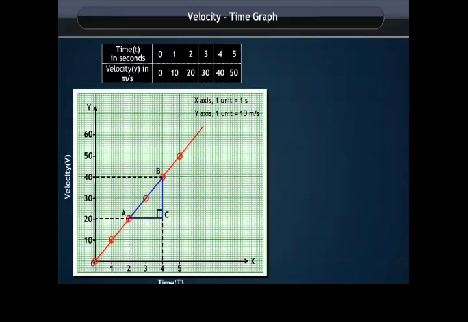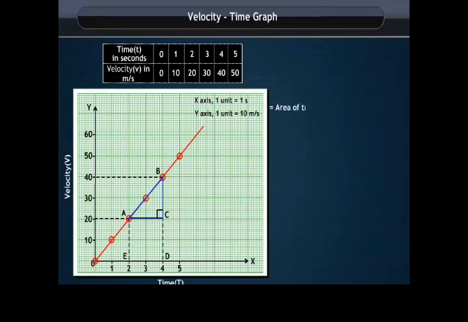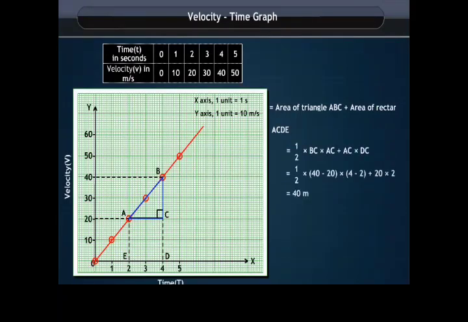Velocity time graph can be used to calculate the distance traveled in a particular time interval. Let us see how to calculate the distance traveled. Mark the points D and E on the graph. Distance traveled is given by the area enclosed between the plotted graph and the time axis. Let us calculate the distance traveled between 2 seconds and 4 seconds. It is equal to the area of the triangle plus the area of the rectangle. By solving, we get the distance traveled between 2 seconds and 4 seconds equal to 40 meters.